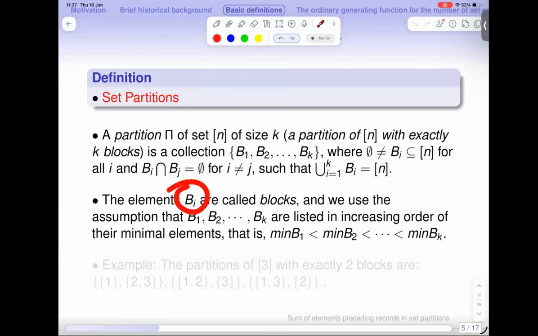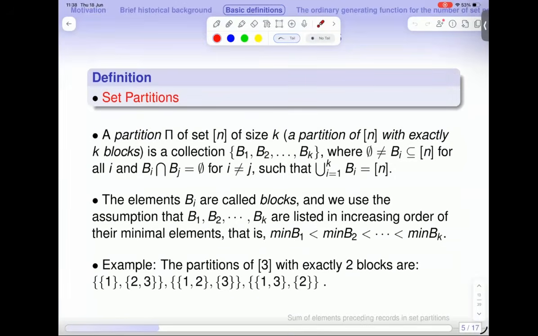These elements Bi are called blocks, and we have an order on these blocks. These blocks are listed in increasing order of their minimal elements. That means that the minimum of B1 is smaller than the minimum of B2, and smaller than the minimum of Bk.